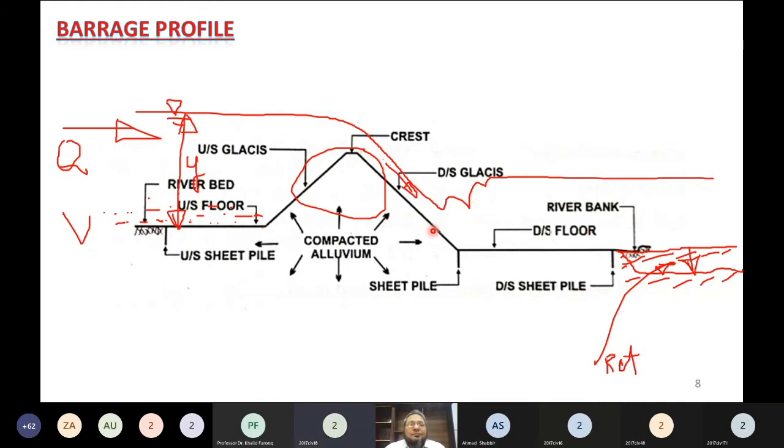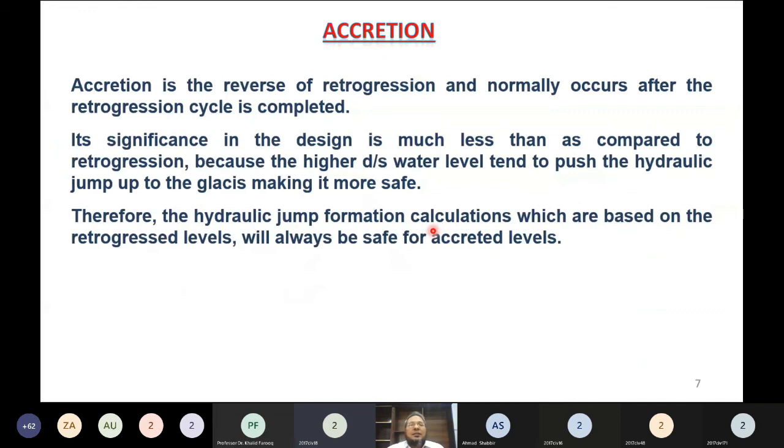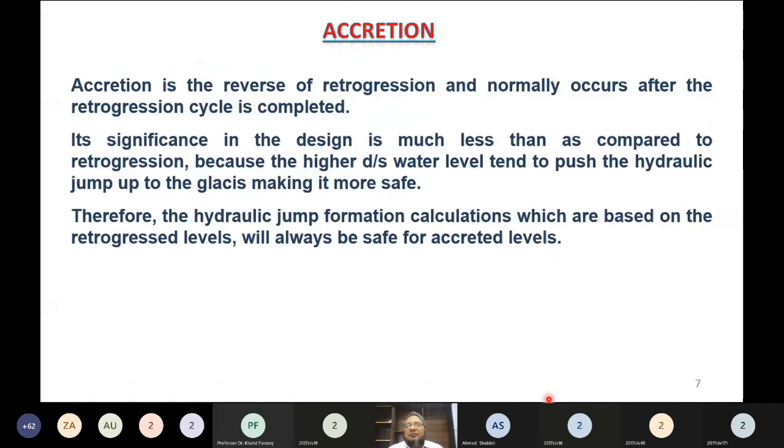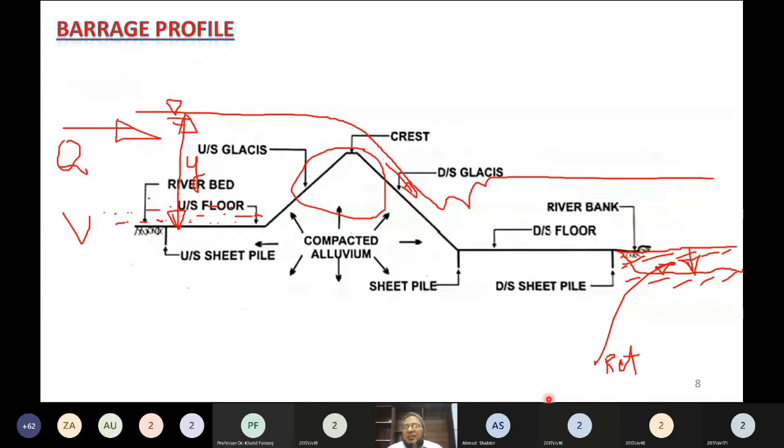Sir, the main purpose is to dissipate the energy of water. Yes, to dissipate the destructive energy of water. Okay, and so retrogressed levels are more critical in deciding downstream flow levels. Why more critical? Can anybody tell me?